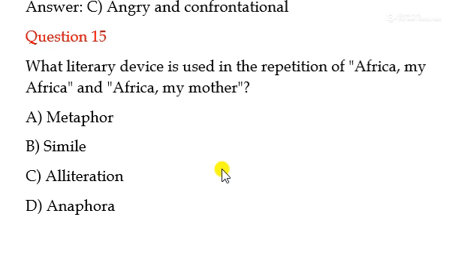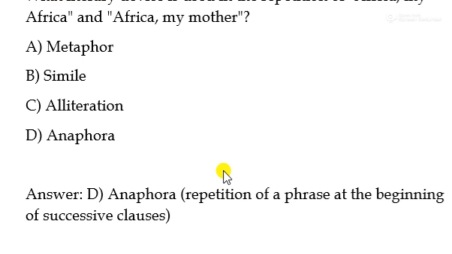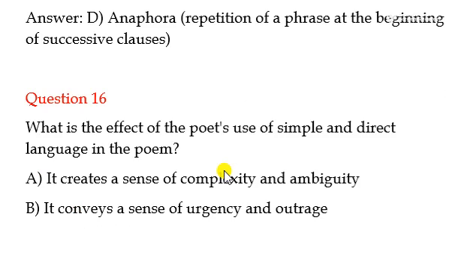Next question, what literary device is used in repetition of Africa and Africa my mother? Metaphor, simile, alliteration, anaphora. So anaphora is the option, repetition of a phrase at the beginning of successive clauses. That is called anaphora. So option D is the correct answer here.